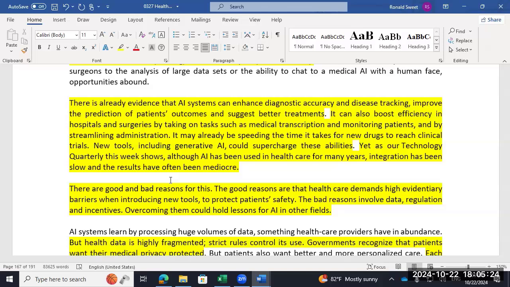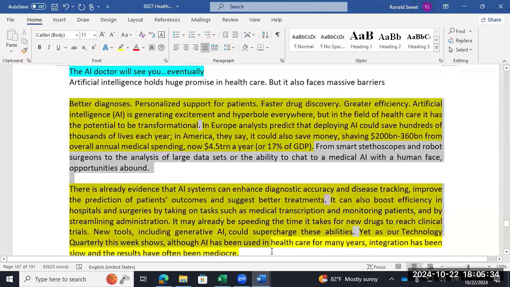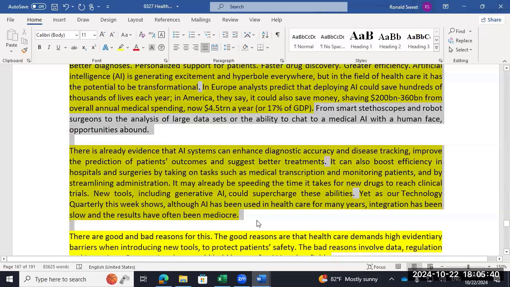Boost efficiency by taking tasks on, such as medical transcription and monitoring patients, streamlining administration. I mean, it's just all over the place. These two paragraphs, I'm not going to copy and paste them, but you may want to copy and paste these into the technology because there's a lot packed into these two paragraphs that really summarize what AI could do.